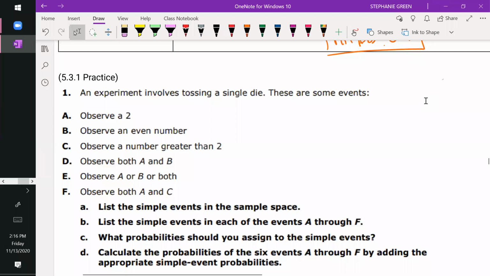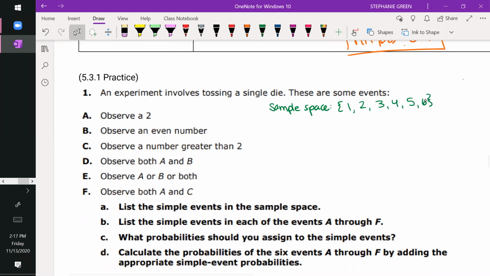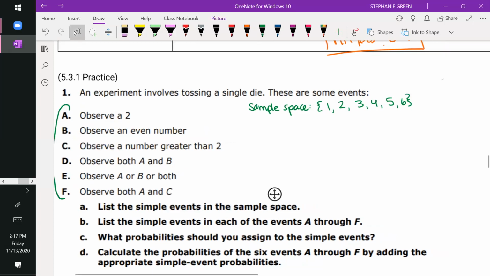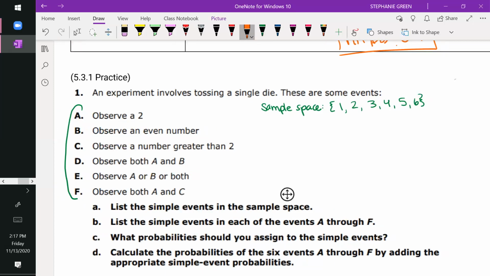So coming back here, the first thing I want to do is write out my whole sample space. If I'm rolling a die, my sample space is going to be all of my possible outcomes. I get either a 1, a 2, a 3, a 4, a 5, or a 6. These are all of my possible outcomes for my sample space. And these are my list of events, A, B, C, D, E, and F. So which of these 6 events is a simple event? Which one only has one outcome in the sample space that satisfies it?